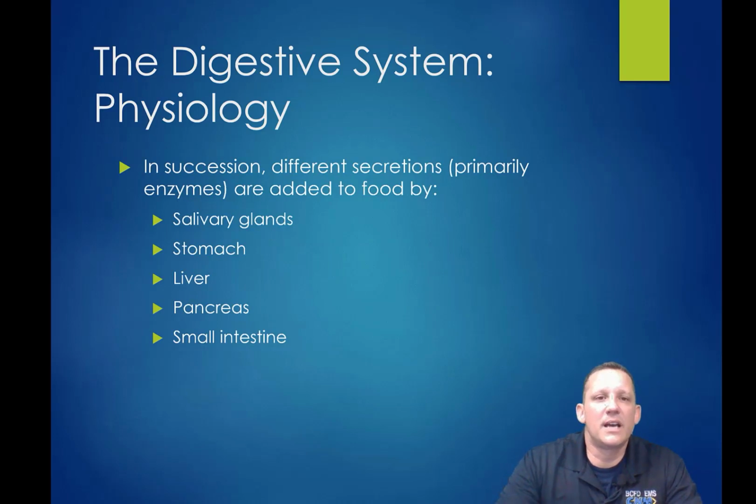Digestive system physiology and succession: different secretions, primarily the enzymes, are added to food by the salivary glands. Again, that's the beginning of digestion. The stomach, the liver, the pancreas, and the small intestine are all trying to break that food down so that we can absorb the nutrition and other components of food that are necessary for survival into the bloodstream.